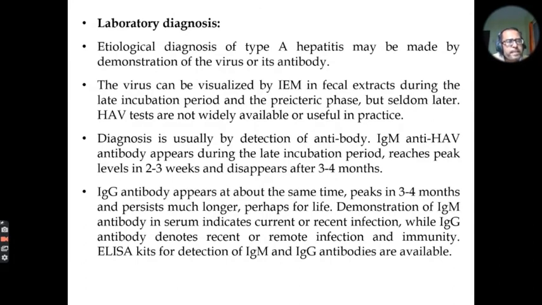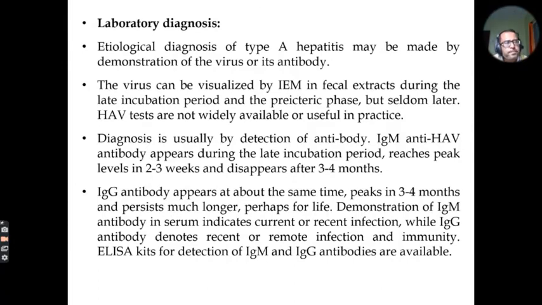Here, the second method is the detection of the presence of antibodies. In this case, two types of antibodies have been developed. IgM anti-HAV antibodies appear during the late incubation period, and the highest peak of this antibody is observed in 2 to 3 weeks, and then later on it disappears in 3 to 4 months.